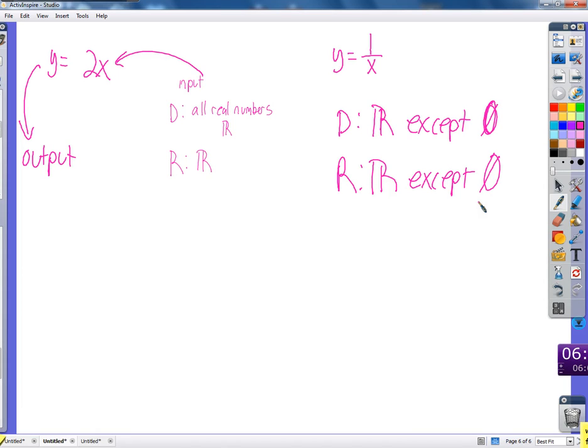Okay, how about one more? Actually, let's not do that one yet. Let's do this one: I'll use my square, x squared. I'm just going to push it out to you. In your notes, decide what the domain is, and after you're sure you've got that, decide what the range is. As you think about those, think about what kind of input it's going to have and what kind of output it's going to have.